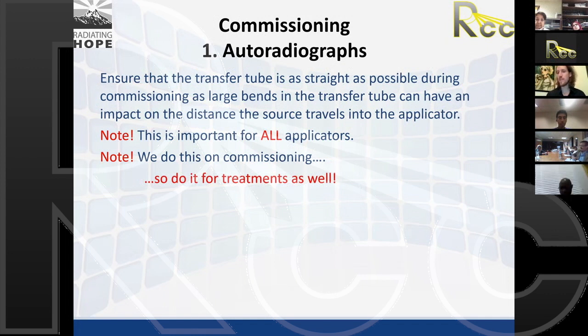And if we're noting that it's changing the position in commissioning, do it for treatments as well. That's important. So if your commissions don't have them bending all over the place, hook them up straight as well, because you want your clinical scenario to be as close as possible to your commissioning scenario.